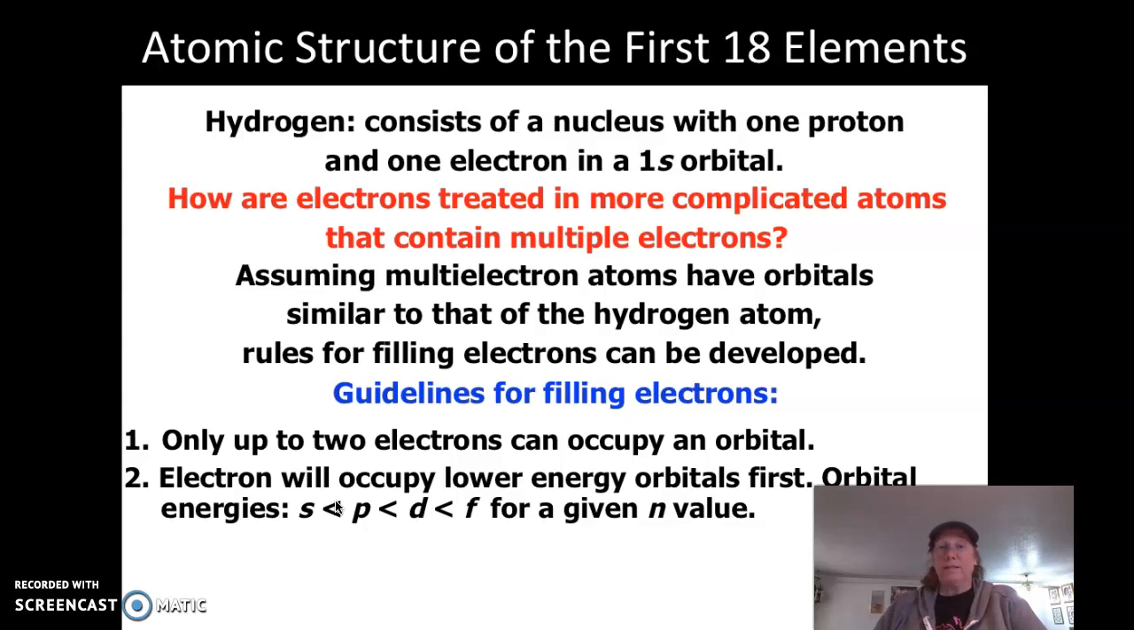We always start at 1s. We start at hydrogen, then we go to helium, then we go to lithium. We always go in the same order. The S's first, then the P's, the D's, and the F's. They always go in that order.